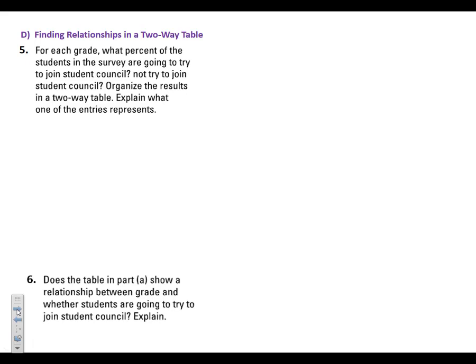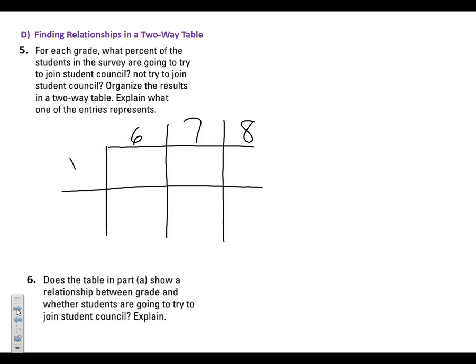So I'm going to recreate my two-way table just like it was. And I'm going to say 6th grade, 7th grade, 8th grade. And I'm going to cut it this way. I'm going to go, yes, they're going to try to join, and no, they're not. So join and grade level. All right. And so it said for each grade, so that means the grade separately, what percent are going to try to join and what percent are not going to try to join. So here's where our marginal frequencies really help us interpret some information. So when we look at it, we remember that 21 total 6th graders were surveyed. There were 21.